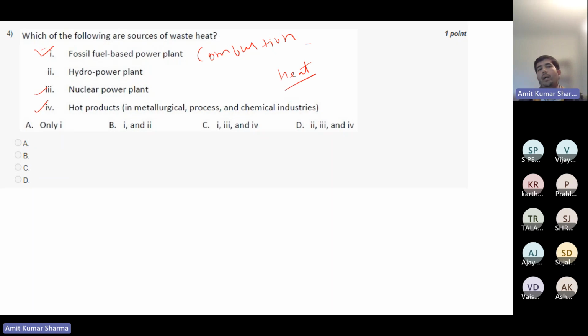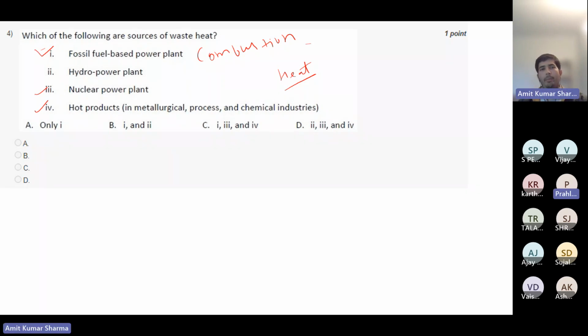Okay, so some kind of heat evolution is there, and we know heat is low grade energy, and if there is heat then there will be loss. And if there is loss, then there is waste heat, so we can recover that.